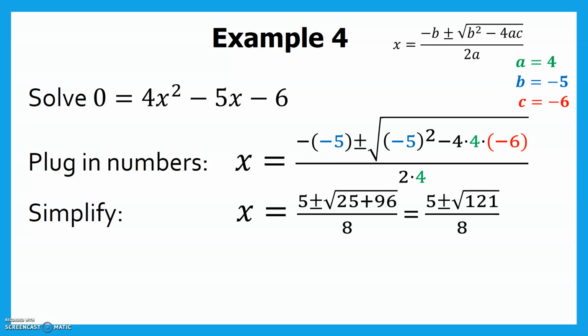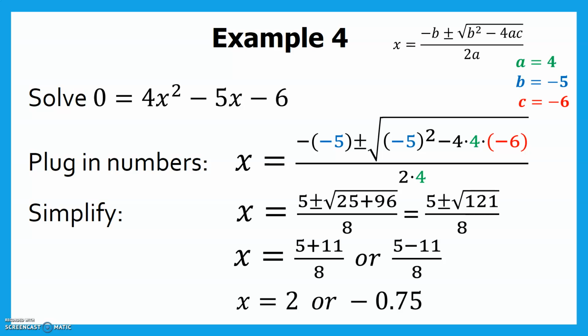And I'm going to find that square root of 121 on my calculator. When I do that, I find out it's just 11. So I get 5 plus 11 over 8 or 5 minus 11 over 8. And when I do the math, 5 plus 11 is 16 divided by 8 is 2. Or 5 minus 11, which is -6 over 8, which if you put that in your calculator, you're going to get -0.75. So x equals 2 or -0.75.